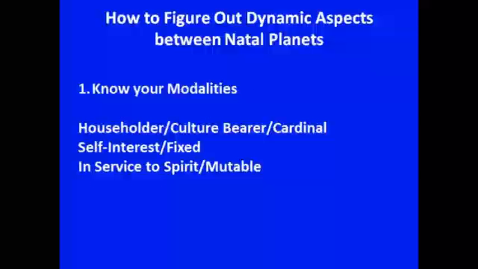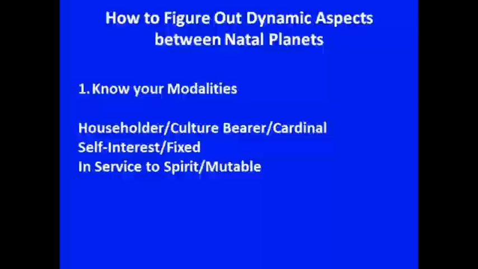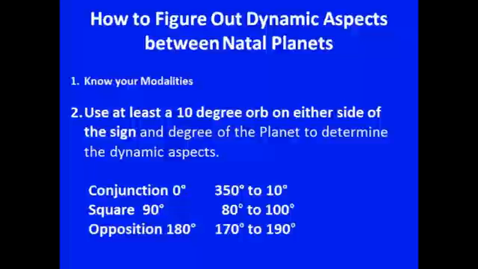So first, now we're going to go through the different steps to figure out what dynamic aspects you have on your chart that are existing between the natal planets. The very first step is to know your modalities, and we've been talking about that. Again, those are the householder, culture bearer, cardinal signs. They're also the self-interest or fixed signs, or the in service to spirit and mutable signs. And we just looked at the three crosses that each modality creates. So we understand that they create conjunctions, squares, and oppositions.